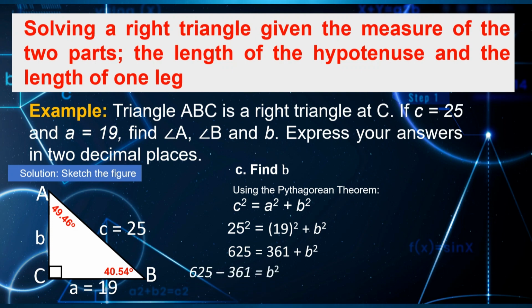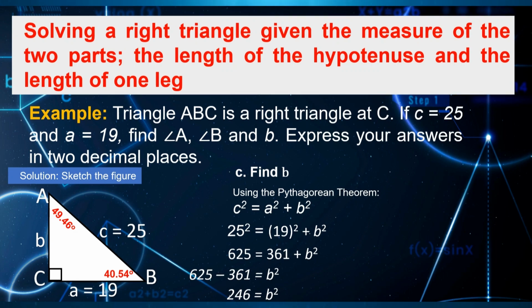So we have 625 minus 361 is equal to B squared. 625 minus 361 is equal to 246. So B squared is equal to 246. To get the value of B, we are going to square root both sides, the B squared and 246. The square root of 246 is equal to 15.68.